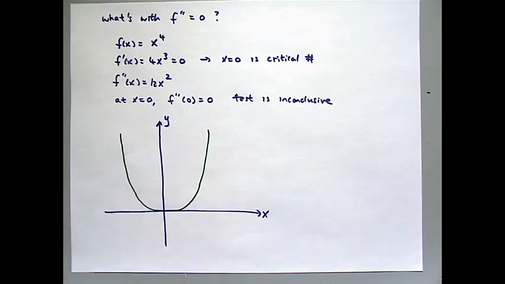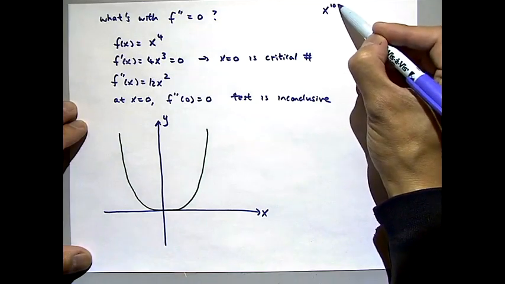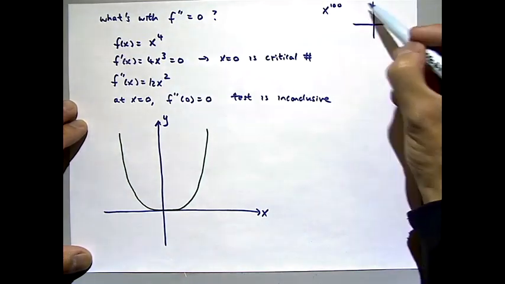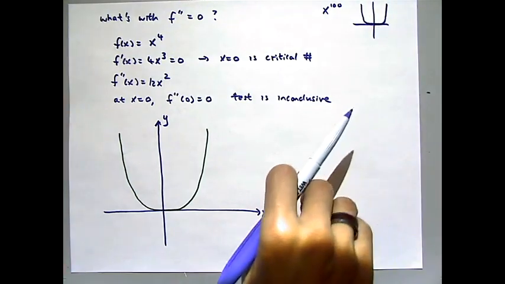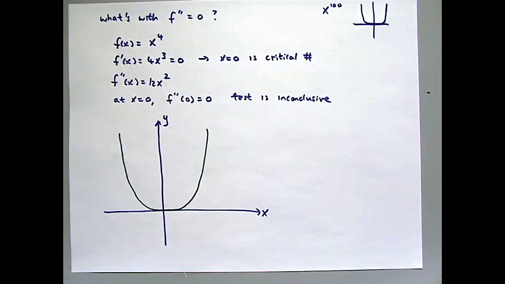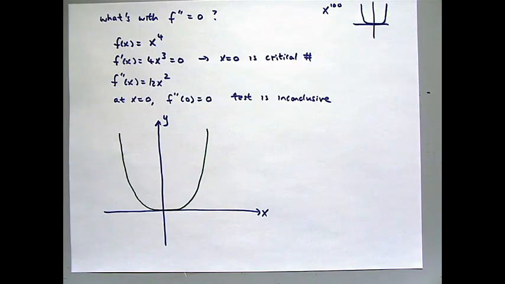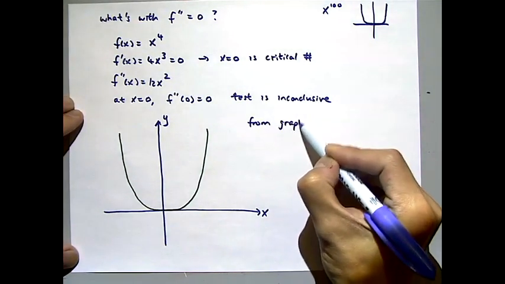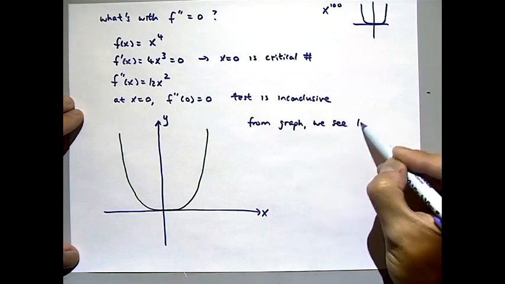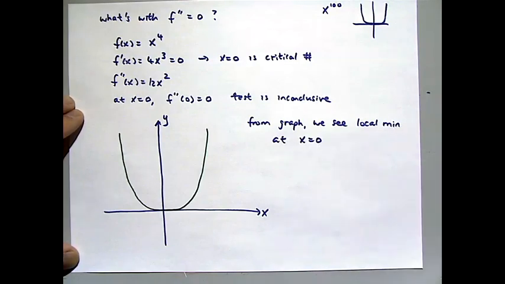So for example, x to the 100th is going to look like this. Very, very flat down here. It'll look almost like a rectangle. If you graph x to the 100th power, you see essentially kind of a rectangle thing. And this is the reason why f double prime is 0. So first of all, we know from the graph, we see a local minimum at x is equal to 0.